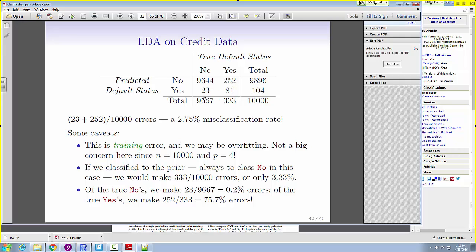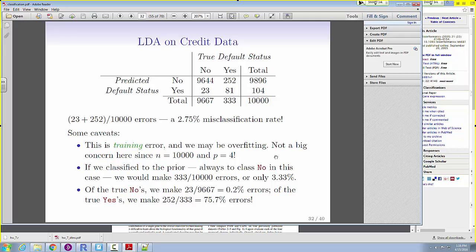In the first case, these were false positives. I said yes, but in reality it was no. These 252 are false negatives. I said no, but the truth was yes. You would prefer not to make either type. Sometimes it's easier to make one than the other.